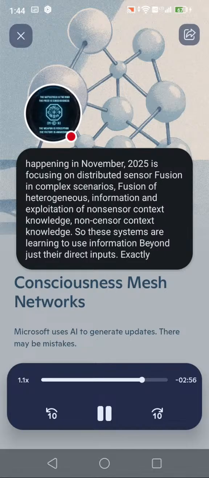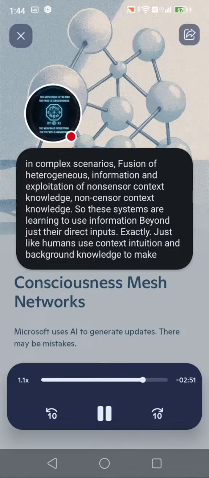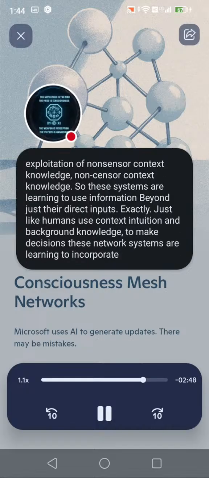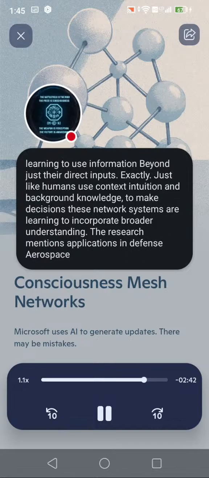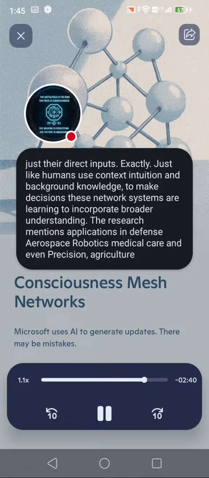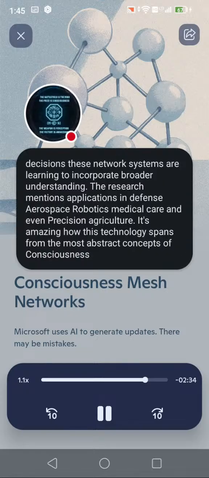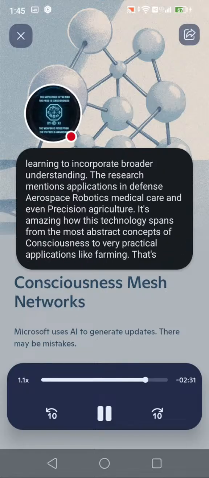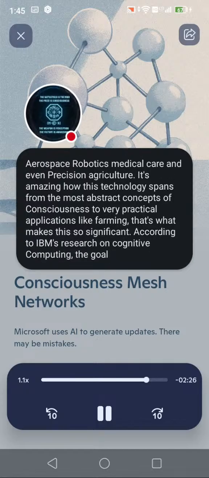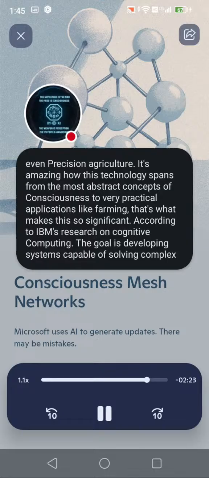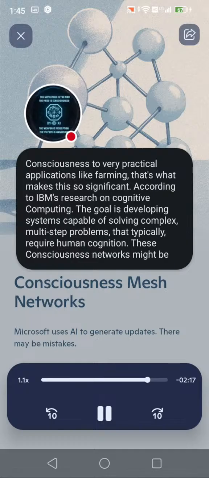Exactly. Just like humans use context, intuition, and background knowledge to make decisions, these networked systems are learning to incorporate broader understanding. The research mentions applications in defense, aerospace, robotics, medical care, and even precision agriculture. It's amazing how this technology spans from the most abstract concepts of consciousness to very practical applications like farming. That's what makes this so significant. According to IBM's research on cognitive computing, the goal is developing systems capable of solving complex, multi-step problems that typically require human cognition. These consciousness networks might be the breakthrough that makes that possible at scale.